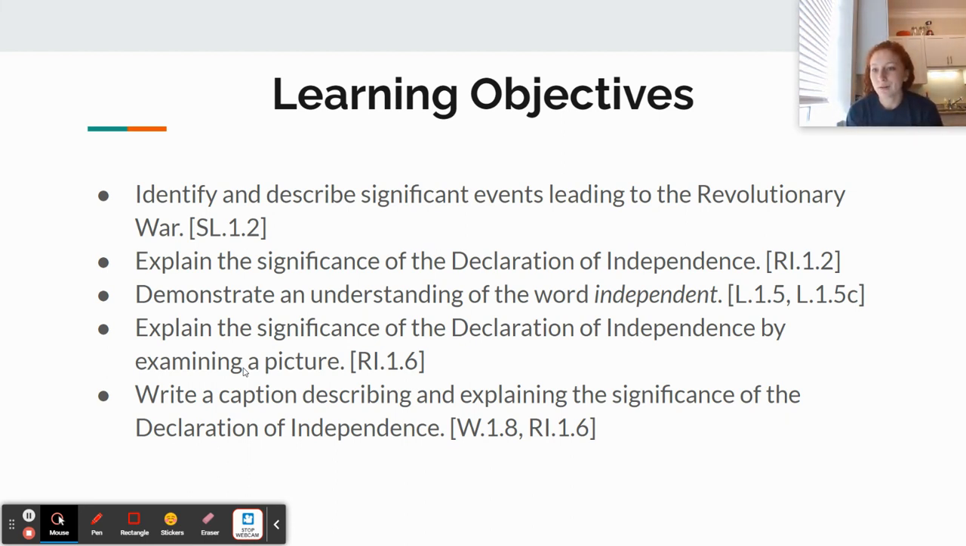So let's make sure we hit all of our learning targets. Did we identify and describe significant events leading to the Revolutionary War? Yes, we did. We talked about Paul Revere's ride. Okay. Did we explain the significance of the Declaration of Independence? Did we talk about why it was important that we declared our independence? Yep. Did we demonstrate an understanding for the word independent? Absolutely. And then here in just a minute, you are going to explain the significance of the Declaration of Independence by looking at a picture and writing a caption. Okay? I know you guys are going to do awesome, and I can't wait to see your captions.